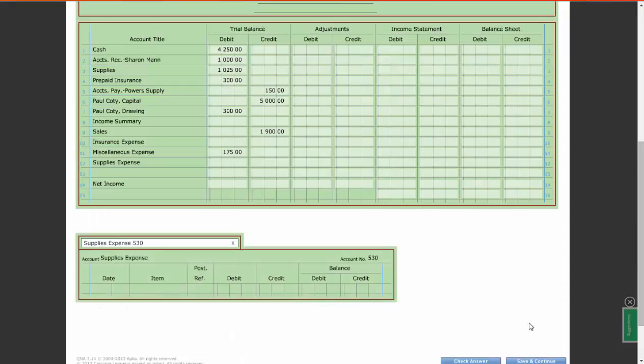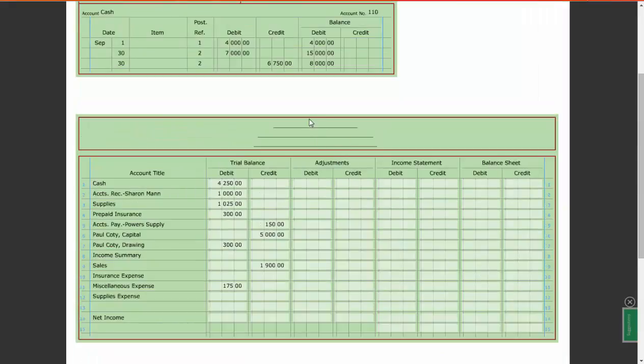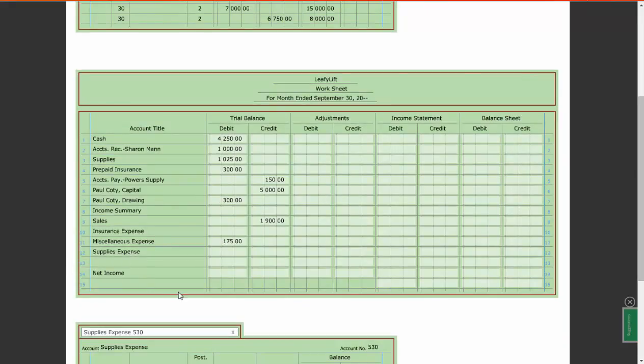So I got new numbers now on my trial balance. We should back up and fill in the top part too. We are doing Leafy Lift. It is a worksheet and it is going to be for the month ended September 30th. Don't forget the top 3 lines on your worksheet as well. And then go through and add up your debits and credits.